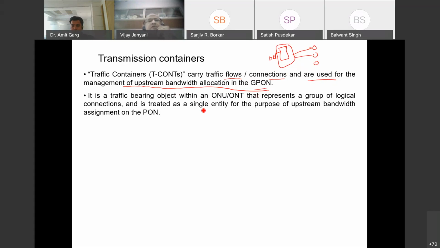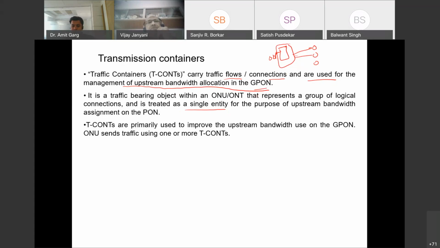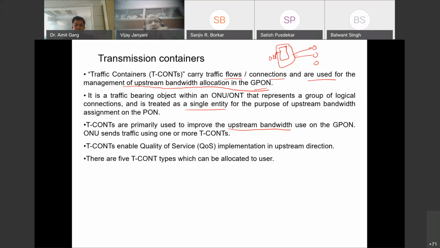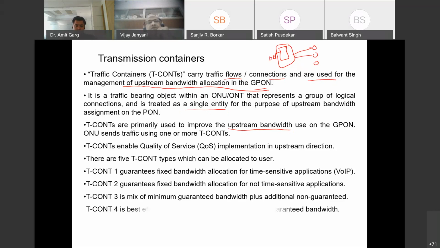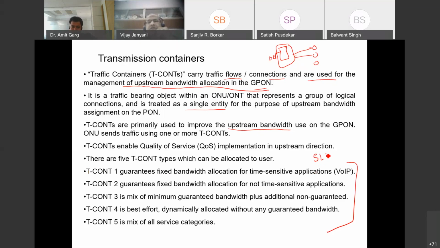This is a group of logical connections treated as a single entity. So TCONTs are primarily used to improve the upstream bandwidth, and they enable quality of service implementation in the upstream direction. There are 5 TCONT types: type 1, type 2, type 3, type 4, and type 5. I am not going into details, just to give you an idea that it is based on the service level agreement, SLA.